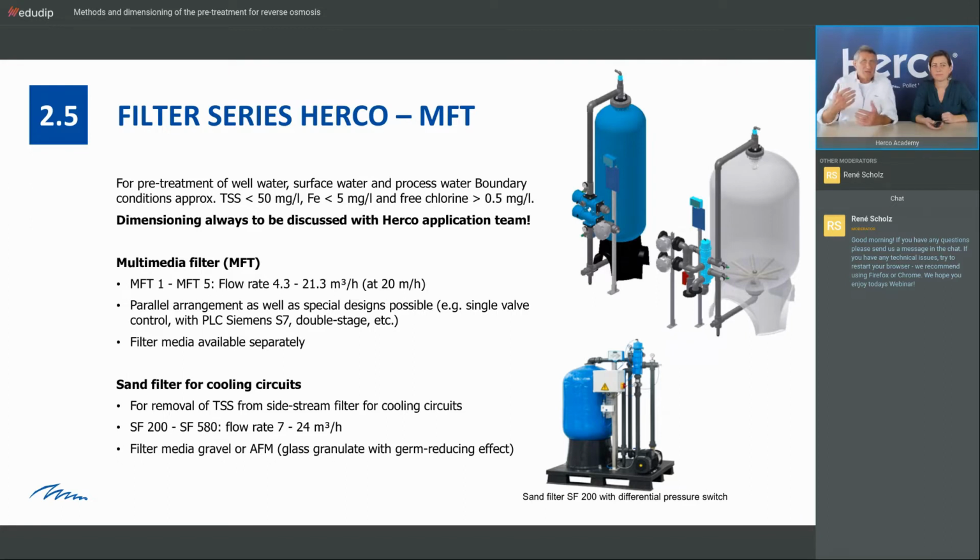So for the pretreatment of well water, surface water, process water, the boundary condition we say is approximately TSS of less than 50 milligrams per liter, but that's a very high value. What happens when the TSS gets really high? Yeah, so if you just calculate an example, you have 50 milligrams per liter TSS and you have 20 cubics per hour, then you filter out 1 kilogram per hour. Sounds like quite a lot, 1 kilogram of dirt per hour. So let this filter operate 24 hours, then you have 24 kilograms of dirt on your gravel.